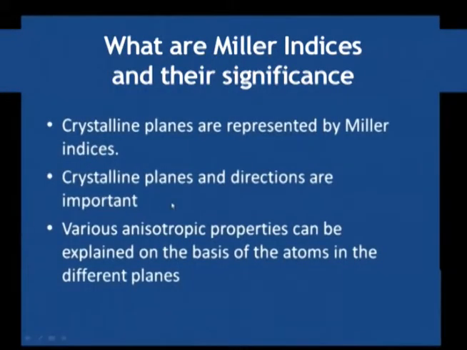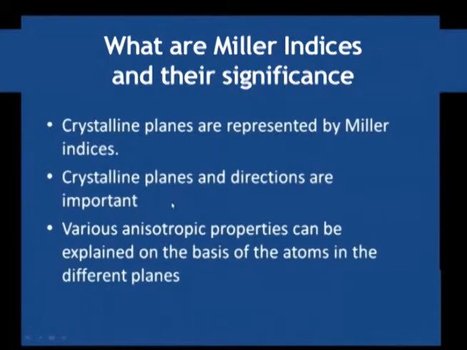How to represent these planes? It was given by Miller, you got the Miller indices. The credit actually should have gone to Miller's teacher. It is Miller's teacher who taught Miller as to how to represent any given plane. So, crystalline planes are represented by Miller indices. The planes and directions are important, as I told you. The directions also are important, in the earlier lecture, that is double refraction and then the easy and difficult direction of magnetization and so on.